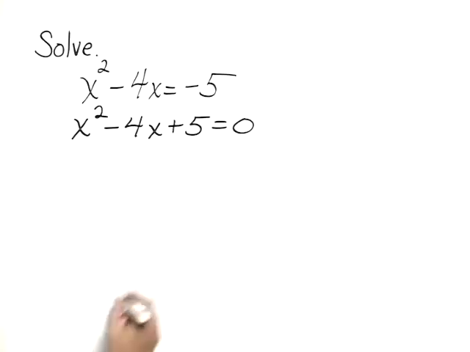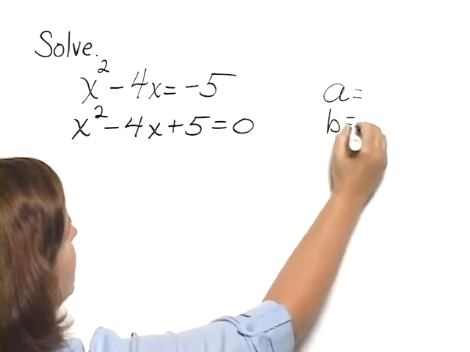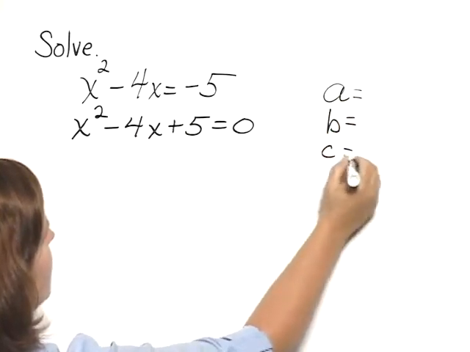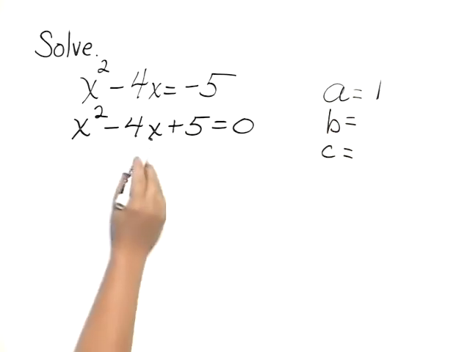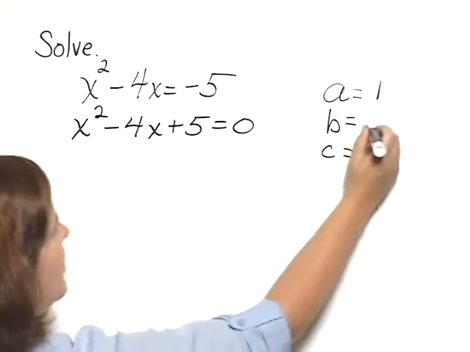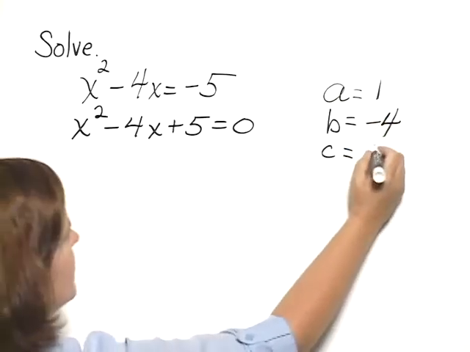Let's start by identifying a, b, and c. A is the coefficient of the x squared term, so a will be 1. B is the coefficient of the x term, so b will be negative 4. And c is the constant term, so c will be 5.